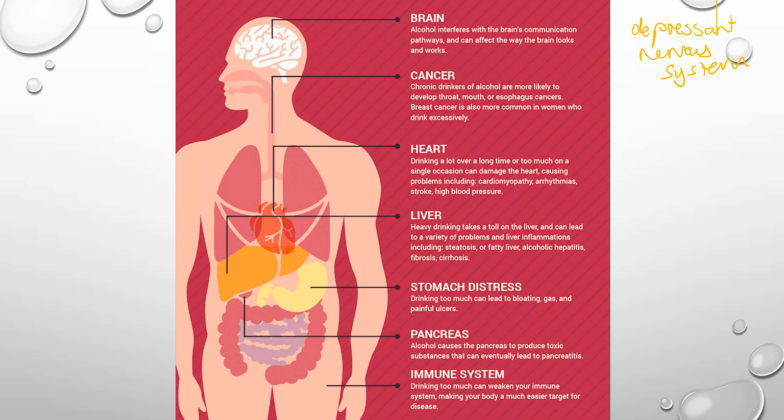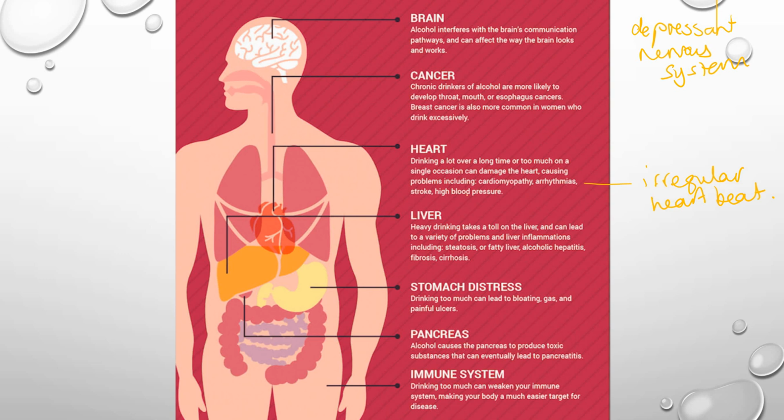The heart. Drinking a lot over a long time or too much on a single occasion can actually damage the heart muscle cells, causing problems like cardiomyopathy, arrhythmias, stroke and high blood pressure. Arrhythmias means irregular heartbeat. Stroke is when you get a blood clot that can travel around the body, and particularly if it gets to the brain, it can cause a stroke and can cause paralysis and even death.